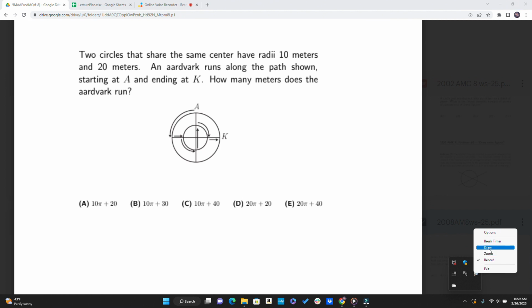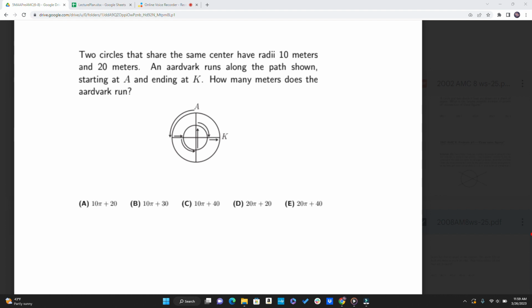Okay, we've got 2 circles that share the same center, and they have radius 10 meters and 20 meters. An aardvark runs along the path shown, starting at A and ending at K. How many meters does the aardvark run?